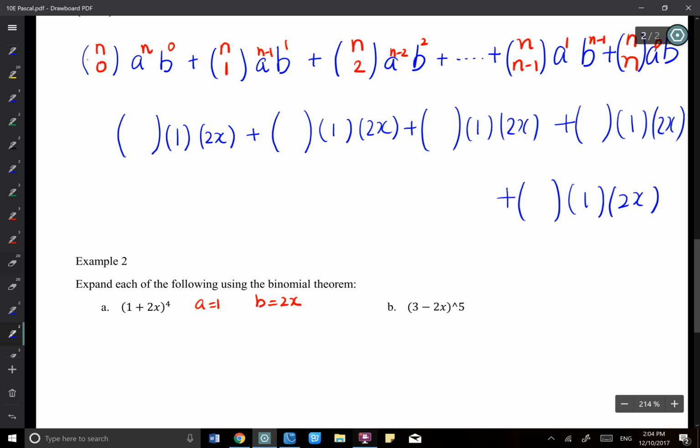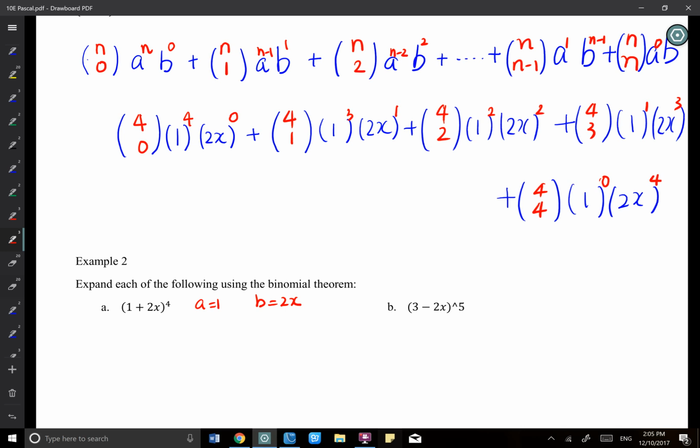5 terms. So what I'll fill in with starts from 4. So that's a 4 on top: 4, 0, 4, 1, 4, 2, 4, 3, and 4, 4. For the powers of 1, I will start from 4, 3, 2, 1, 0. For the powers of 2x, 0, 1, 2, 3, 4. Okay, and then we evaluate that.